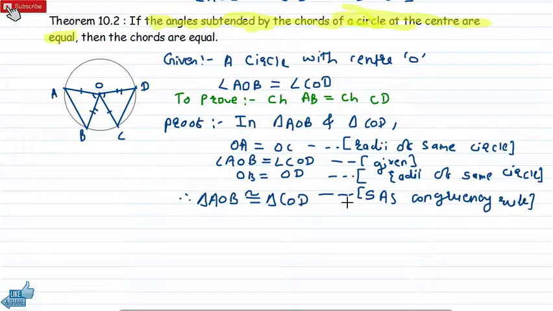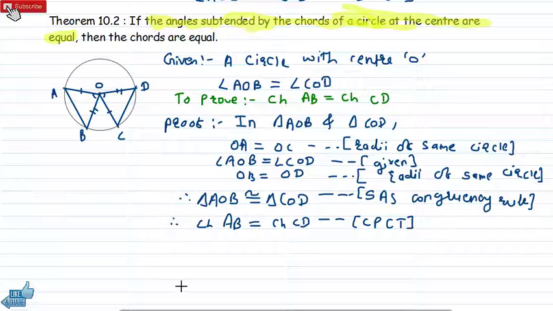So now why we show that these two triangles are congruent? Because we want to show chords are equal. So we can directly write down here chord AB. Therefore chord AB is equals to the chord CD by CPCT, corresponding parts of congruent triangles. Understood? Now come to our third theorem.